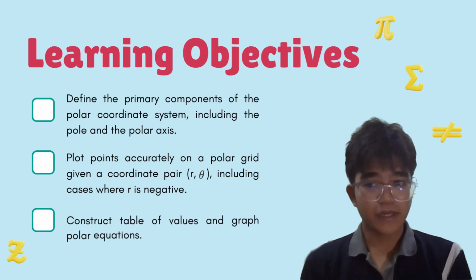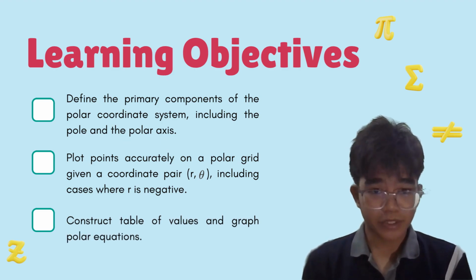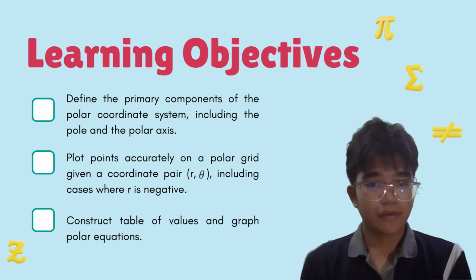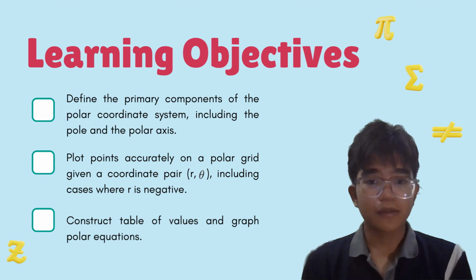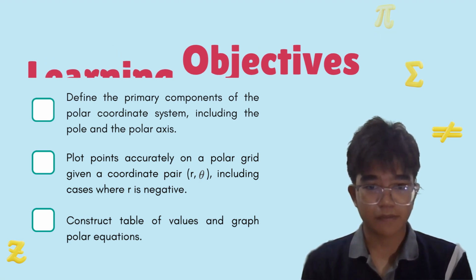In today's discussion, we will discuss visualizing and describing polar graphs. But before we proceed, allow me to set our learning objectives. First, define the primary components of the polar coordinate system, including the pole and the polar axis. Second, plot points accurately on a polar grid given a coordinate pair, radius and theta, including cases where radius is negative. Lastly, construct a table of values and graph polar equations.